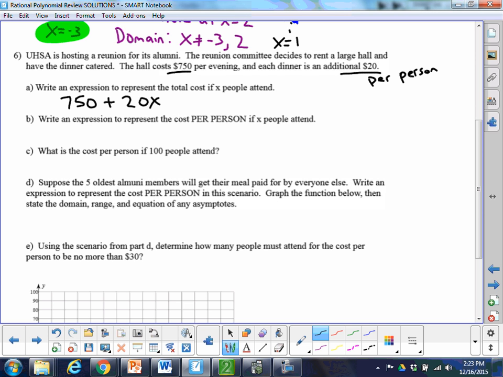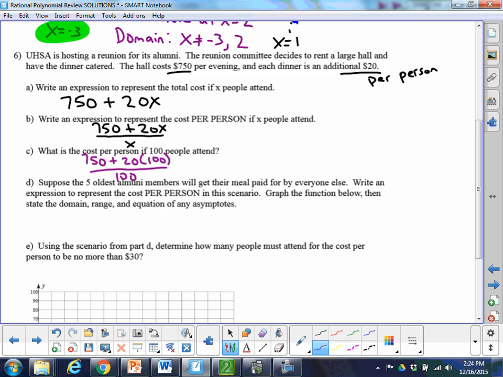But if we start talking about per person now, I need to take that entire cost and spread it out evenly for each person. So that's a division problem. We're dividing by how many people are there. Okay, so that now is a rational function with an asymptote. Okay, what would the cost be if 100 people attended? That one I didn't calculate out, but you just have to plug in the 100 for both. Okay, so I'll leave that to you guys to check out.